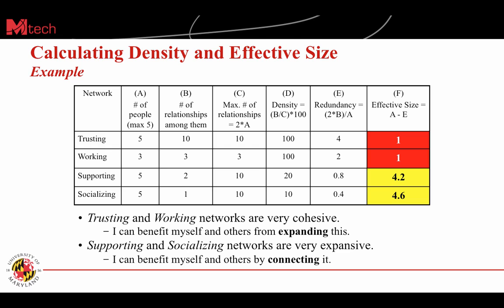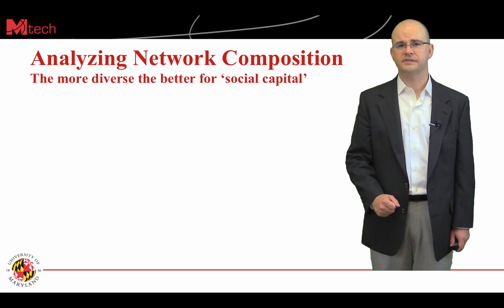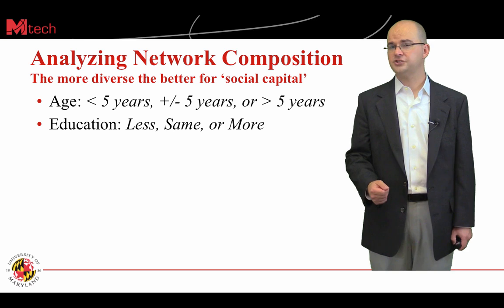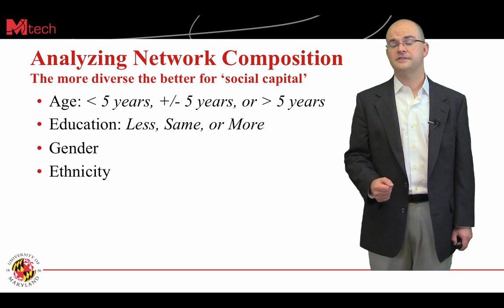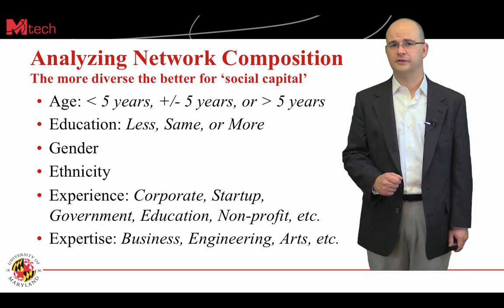So using this simple tool, we can understand both the density in column D of how many relationships exist within my own relationships, as well as the effective size of really how different are they and how unique are they. And when we begin to analyze these networks in this way, we can think about other things as well. We can look at age, education, gender, ethnicity, experience, expertise, and a variety of other factors.